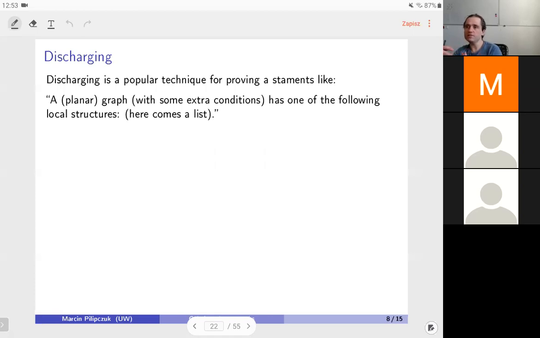We have possibly a long list of structures that are fine with us. For example, structures from which we can carry on some inductive steps, and we prove by discharging that one of these always appears in our graph. Discharging is really a clean way of formulating double counting arguments, which are particularly useful in planar graphs because of Euler's formula.